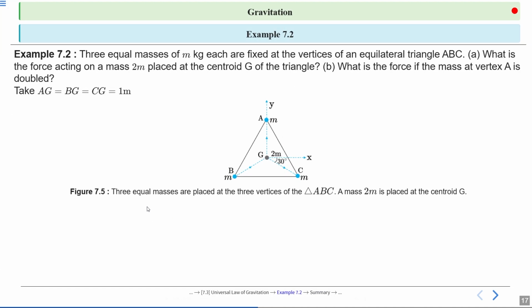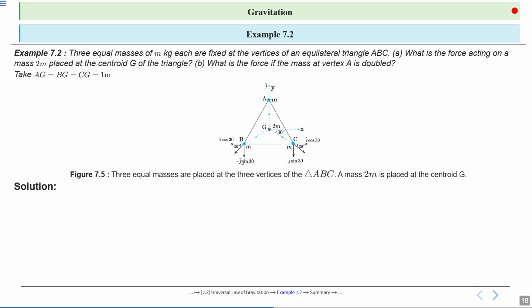Example 7.2. 3 equal masses of m kg each are fixed at the vertices of an equilateral triangle ABC. A. What is the force acting on a mass 2m placed at the centroid G of the triangle? B. What is the force if the mass at vertex A is doubled? Alright. So here you have to find out the force in both cases. And G is the centroid here. So let's see the solution.